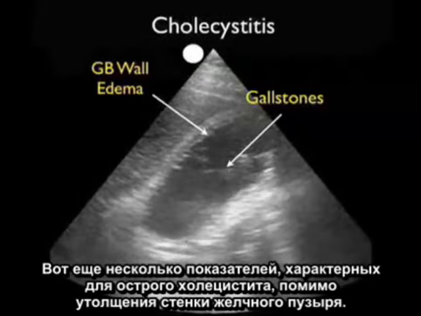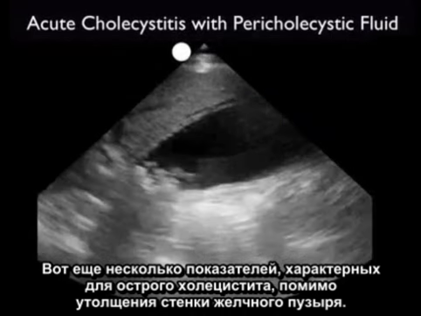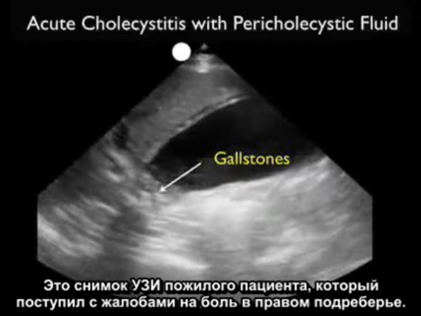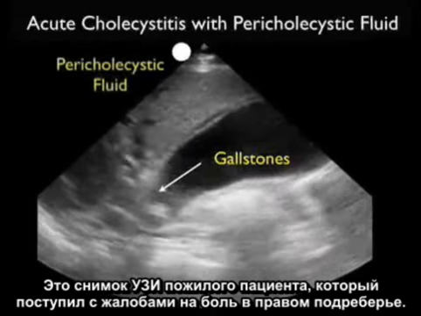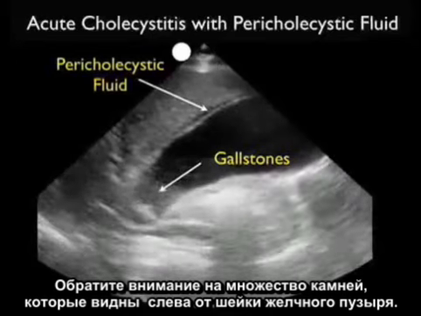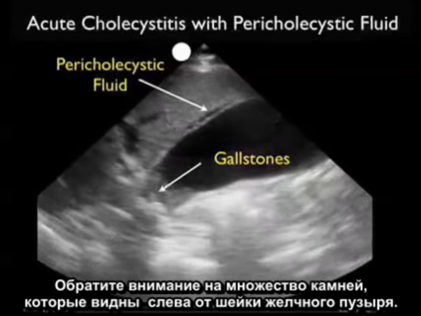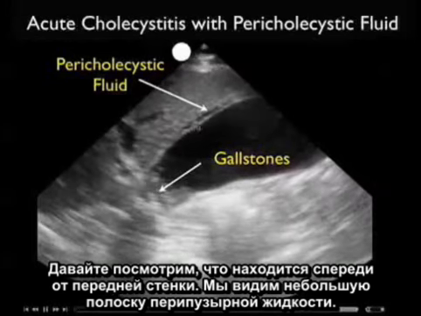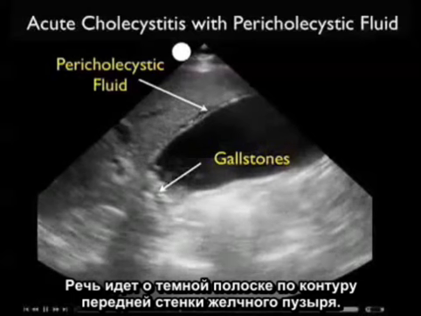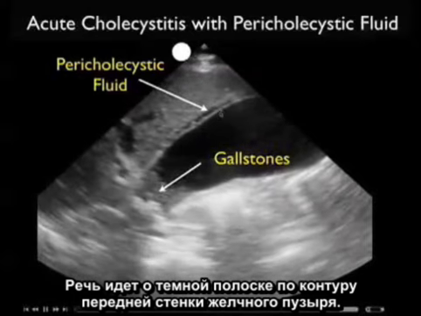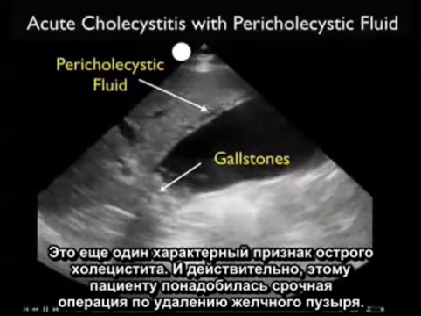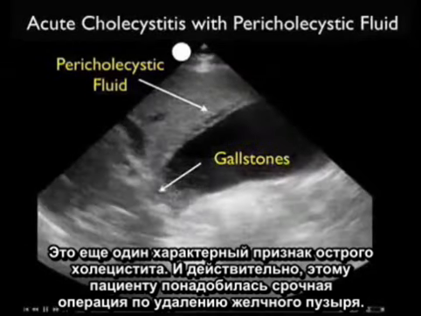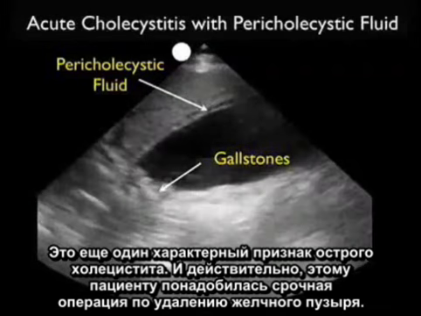So, some of the other findings of acute cholecystitis in addition to a thickened gallbladder wall. Here's an elderly patient presenting with fever and right upper quadrant pain, and notice here the significant burden of gallstones shown down by the neck of the gallbladder to the left. But let's look anterior to that anterior wall and we see a small stripe of pericholecystic fluid here. It's that dark stripe outlining the anterior wall of the gallbladder. So another signature finding in acute cholecystitis, and in fact this patient had to go directly to the operating room for removal of the gallbladder.